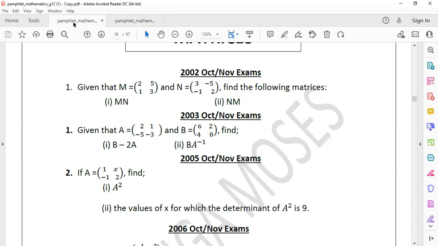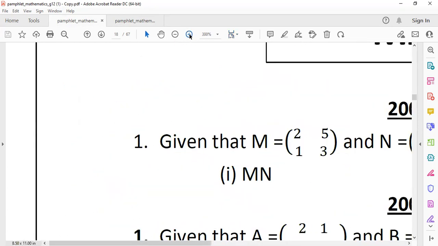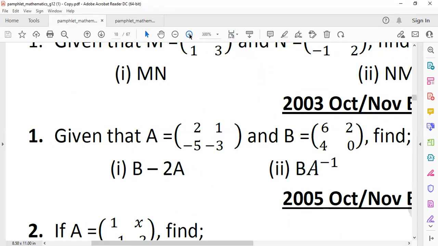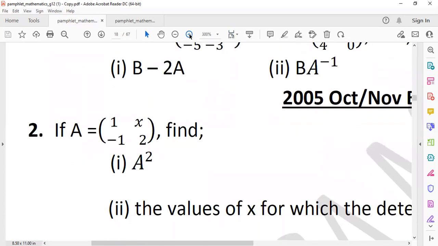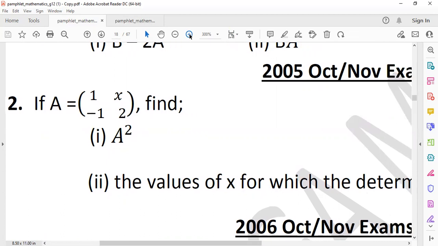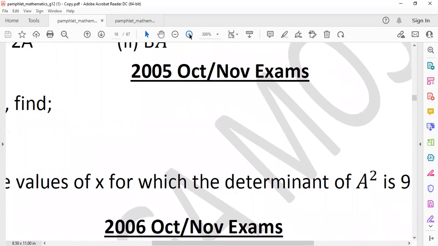What we have is very simple. For the next question, let's magnify this a little bit further so that you can see clearly. Given A is 2, 1, -5, -3. We did the first one. Then the next one says if A is equal to 1, x, -1, 2, find A squared. Then part 2 asks for the values of x for which the determinant of A squared is 9.